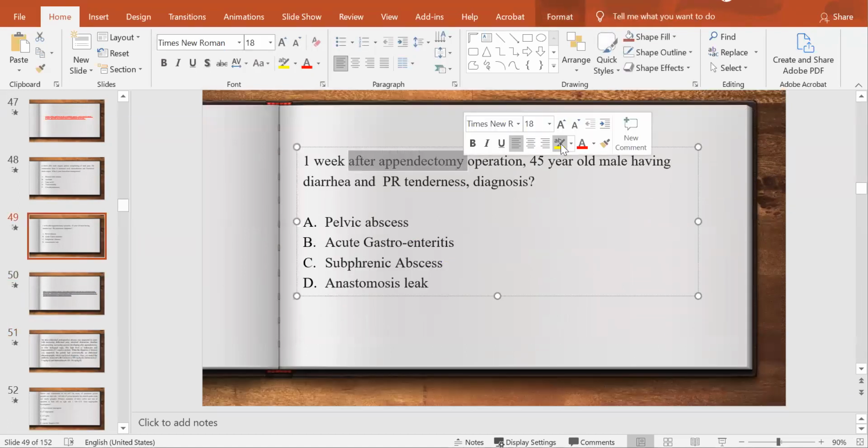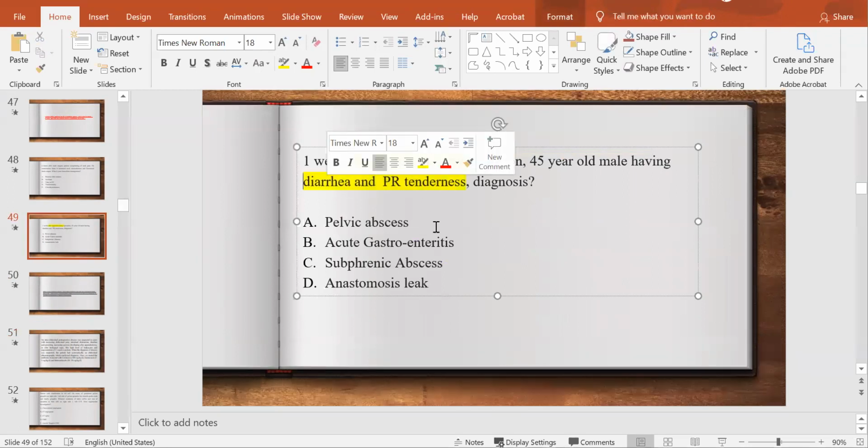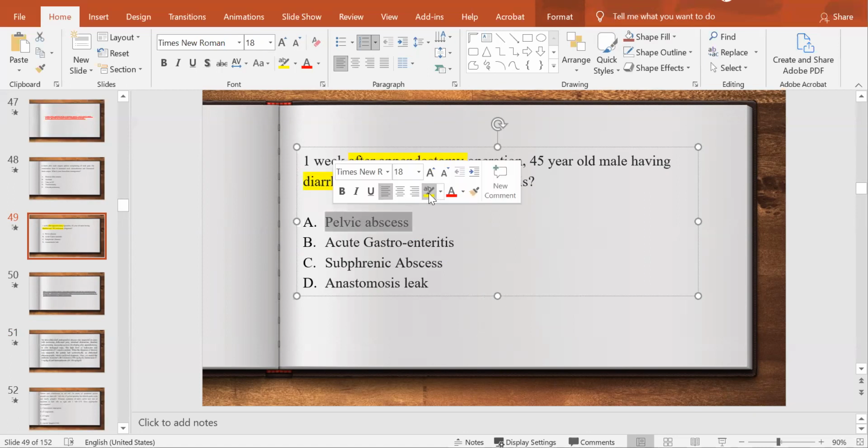Now, just because this patient had an appendicectomy operation and has diarrhea and pararectal tenderness, remember one thing: acute gastro doesn't cause pararectal tenderness, and it's nothing to do with a post-surgical patient. Anastomotic leak can happen, but more commonly this patient would develop abdominal pain, fever, nausea, vomiting. Those things are more common. If any time you get diarrhea and pararectal tenderness, it's better to choose pelvic abscess because these are more common in pelvic abscess.